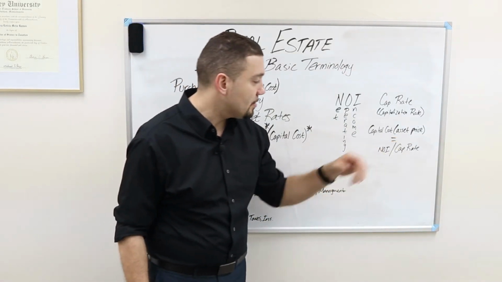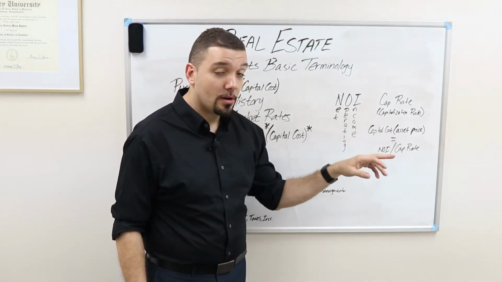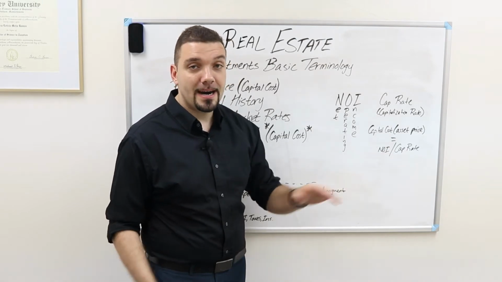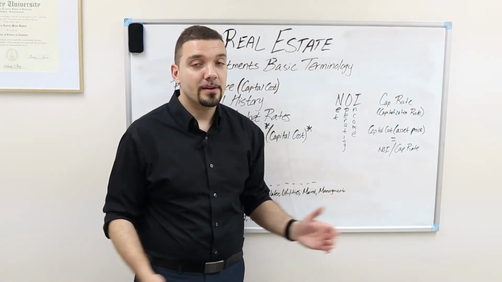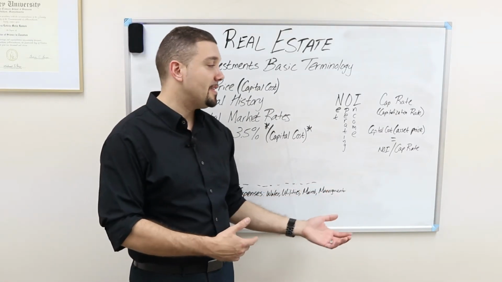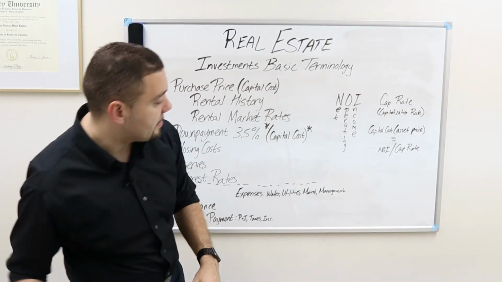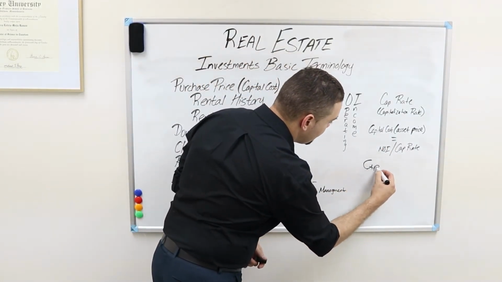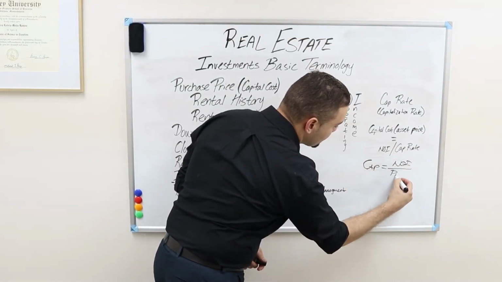So capitalization rate is pretty much your net operating income divided by your capital cost, which is your asset price. That's it. All it is is a number. Okay, it might be 6%, it might be 13%, it might be 18%. Pretty much all you really need to do here is say it's basic algebra. So your cap rate equals NOI divided by your purchase price.